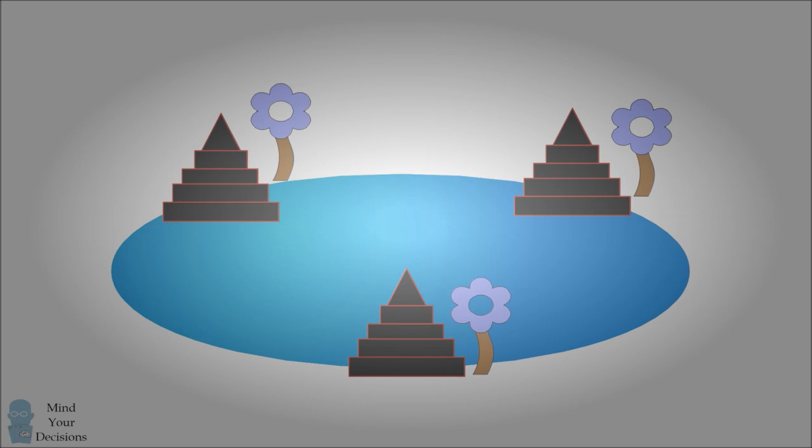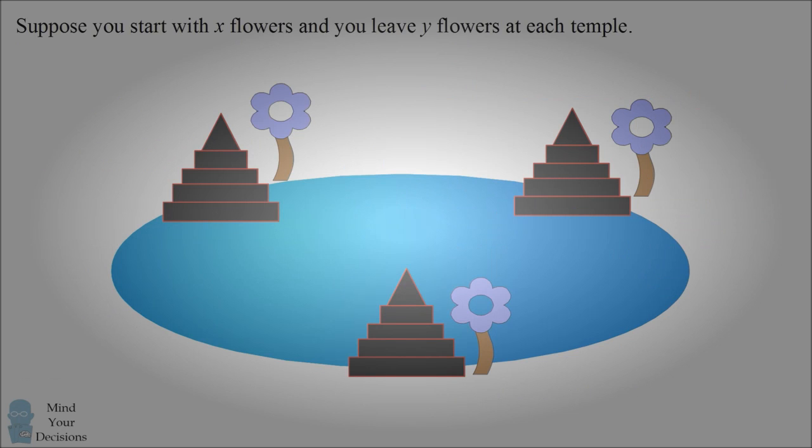We will solve the problem algebraically. Imagine you start with x flowers and you leave y flowers at each temple. Let's keep track of how many flowers you have at each part of the trip. You start out with x flowers. When you swim in the pond, the number of flowers you have triples to 3x. You then leave y flowers at the first temple, which leaves you with 3x minus y flowers.